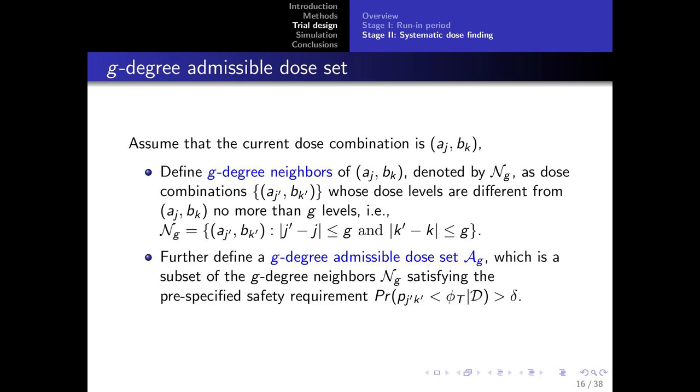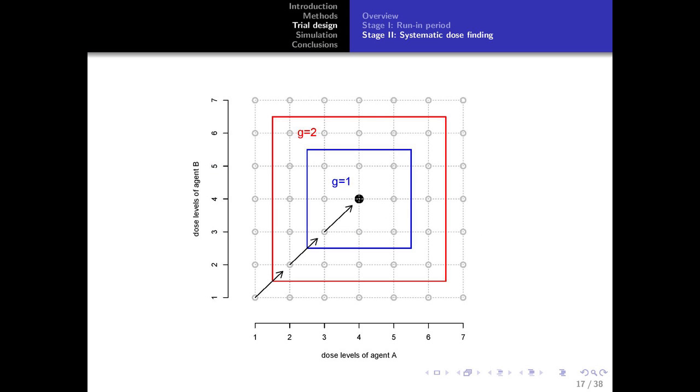In order to describe our stage 2 model-based dose finding, we introduce some concepts. We first define a d-degree neighbor of AjBk as a dose combination whose dose levels differ from AjBk by no more than d levels. Essentially, it's just the doses close to the current dose. Then we define a d-degree admissible dose, which is essentially a safe dose among these d-degree neighbors. Page 17. In this diagram, the black dot is the current dose, the blue circles are the first degree neighbors of this dose, and the red circles show the second degree neighbors. Essentially, they are just the doses around the current dose.